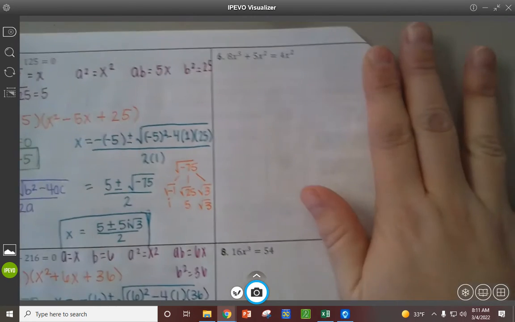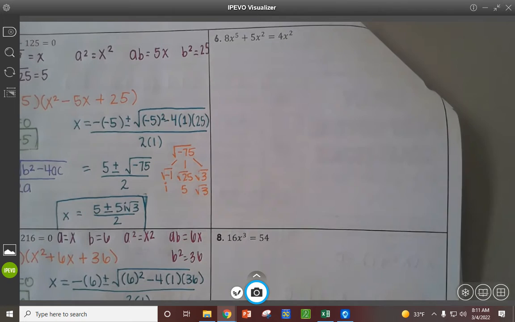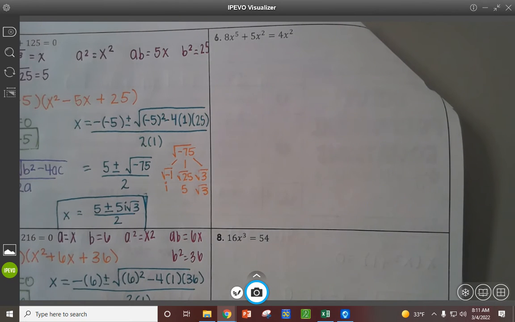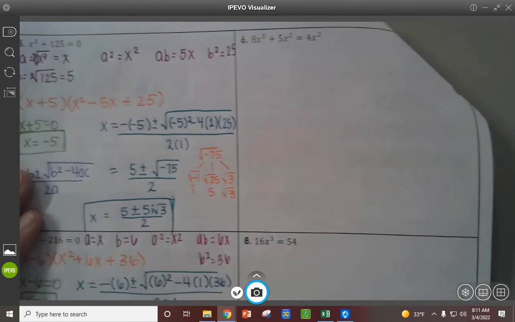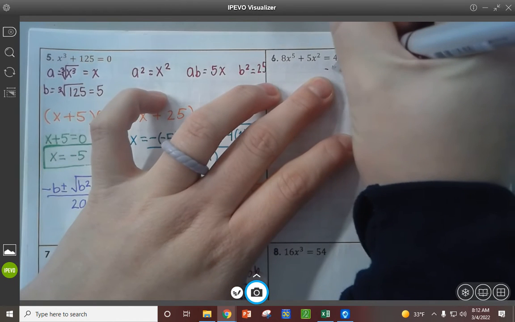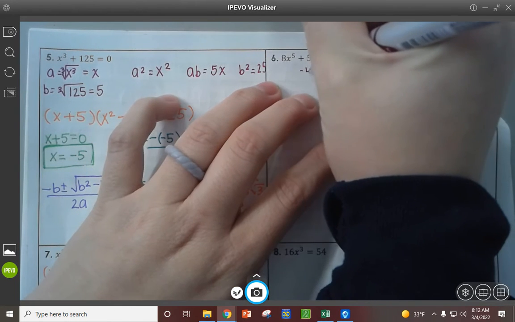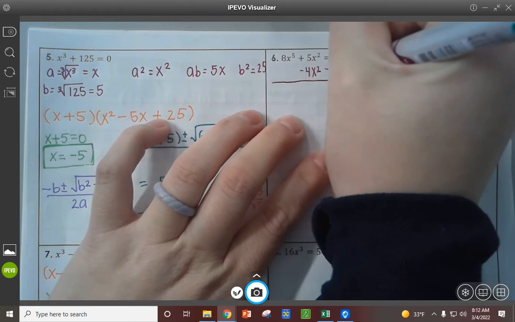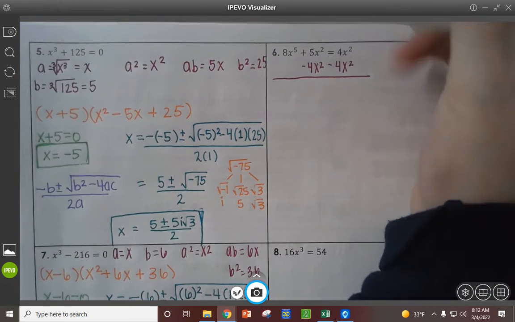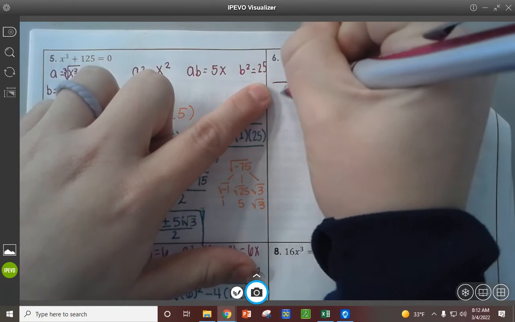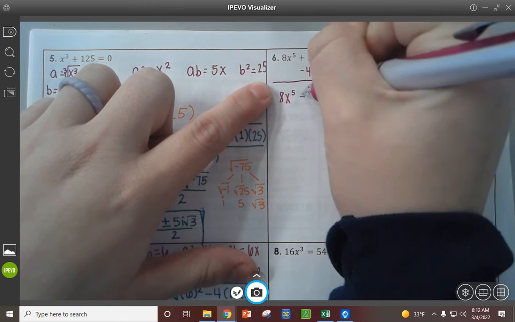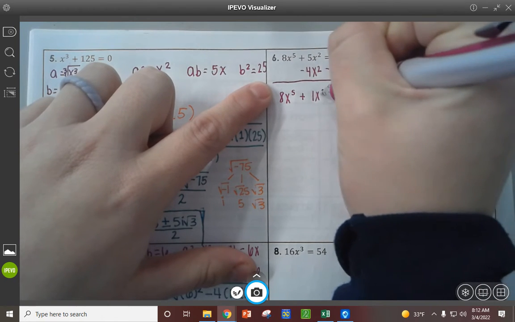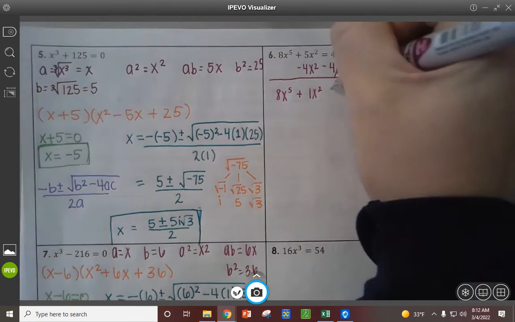So we're going to continue with some examples. We'll do number 6. So looking at number 6, is it set equal to 0? No. So we need to subtract the 4x squared from both sides. And we get 8x to the 5th plus 1x squared, or plus x squared, equals 0.